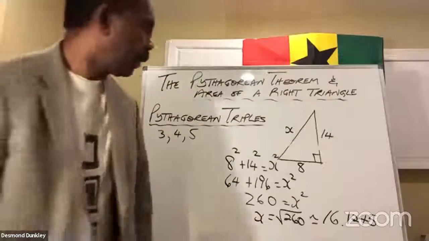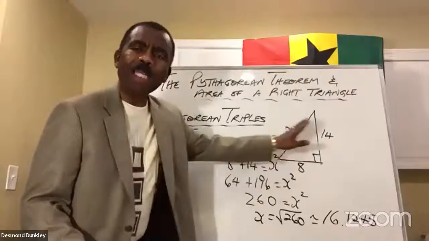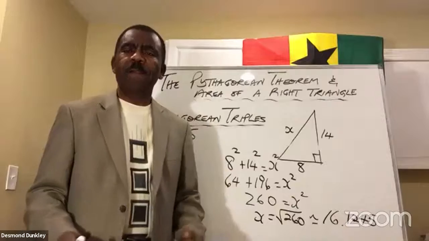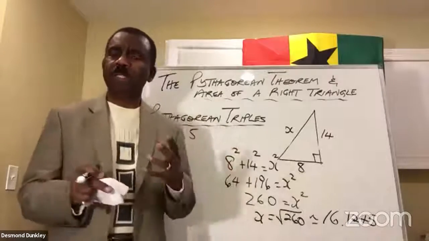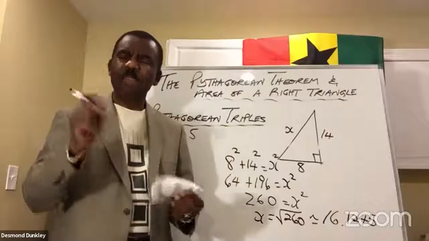Okay, so again, we made it clear that to form a right triangle, it does not have to be integers. However, there are certain integers we call Pythagorean triples that are actually perfect. Let's look at another one.